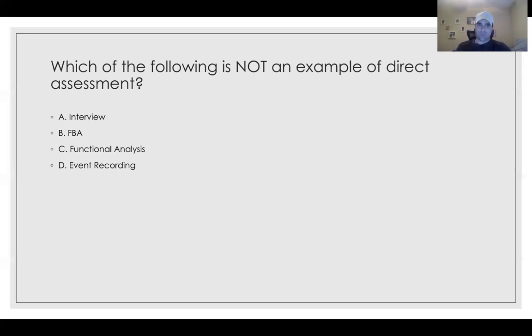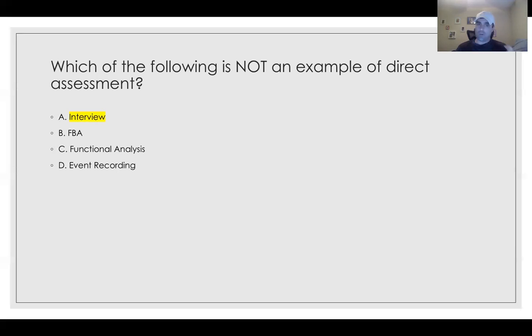C is direct assessment. And then D, event recording. Yes, you're watching the client and you're recording certain events. You're directly interacting with the client. However you need to remember it, this is direct. Whenever you're observing the client, that is direct assessment. When you're not observing the client, that is indirect assessment. And in this case, the answer to which is not an example of direct assessment would be an interview.